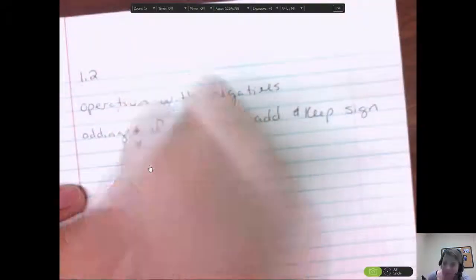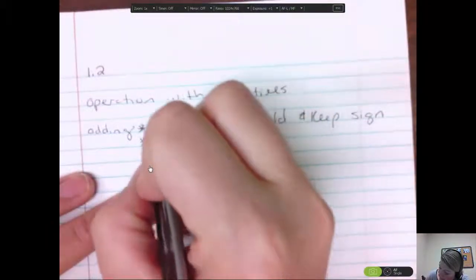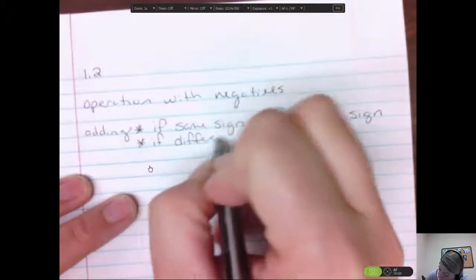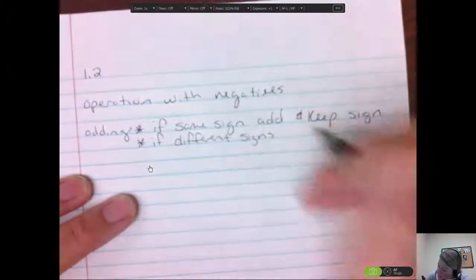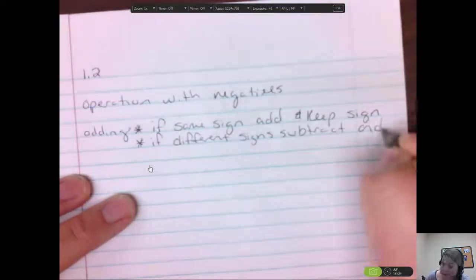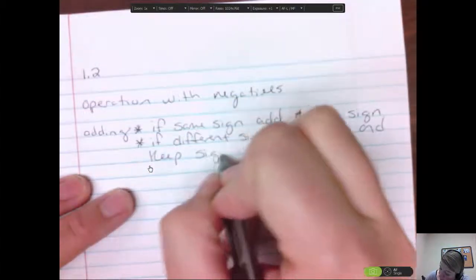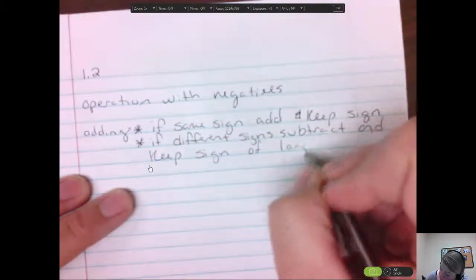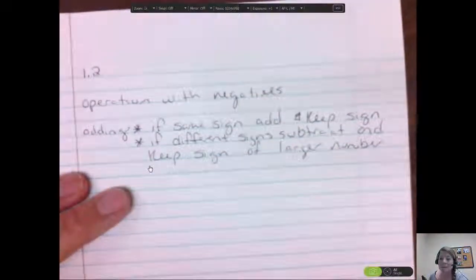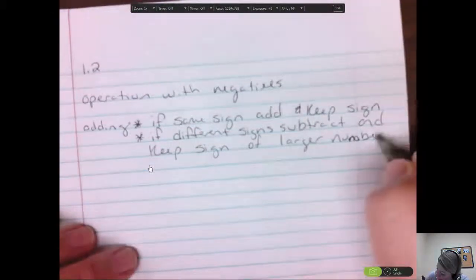Okay, the next rule would be if they have a different sign, one's negative, one's positive, or if different signs, subtract, and then keep the sign of the larger number. Okay, so that does not look like a number, but doesn't look like an E and R. I did not write that word so well.